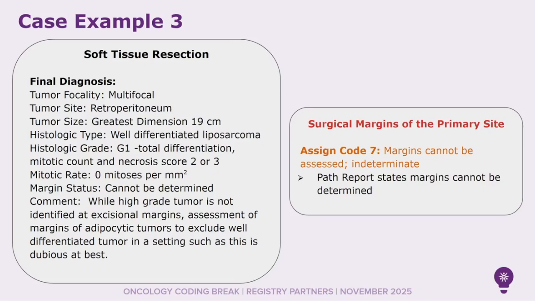Surgical margins of the primary site is assigned Code 7. Margins cannot be assessed because the pathology report states margins cannot be determined.